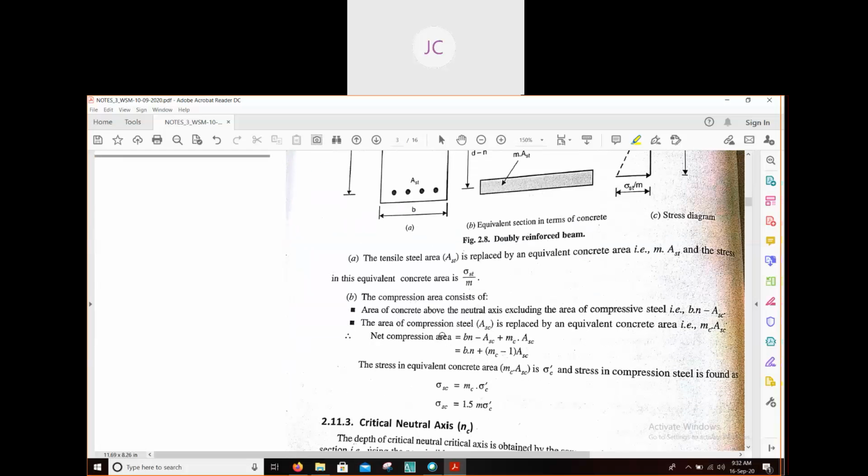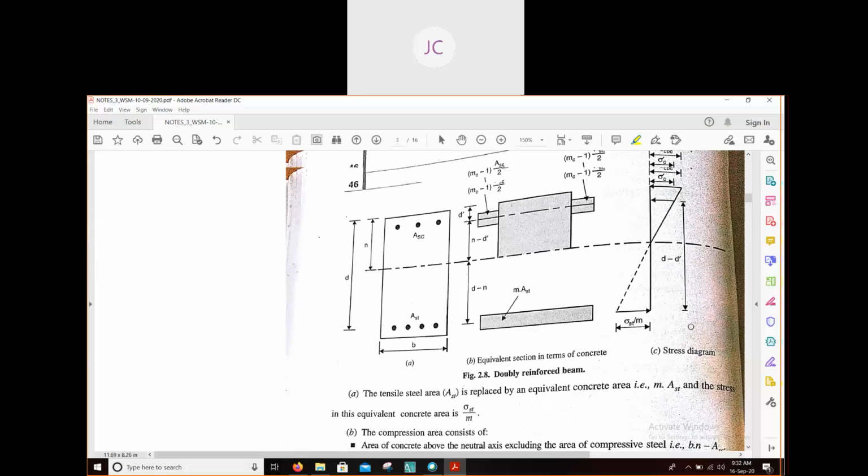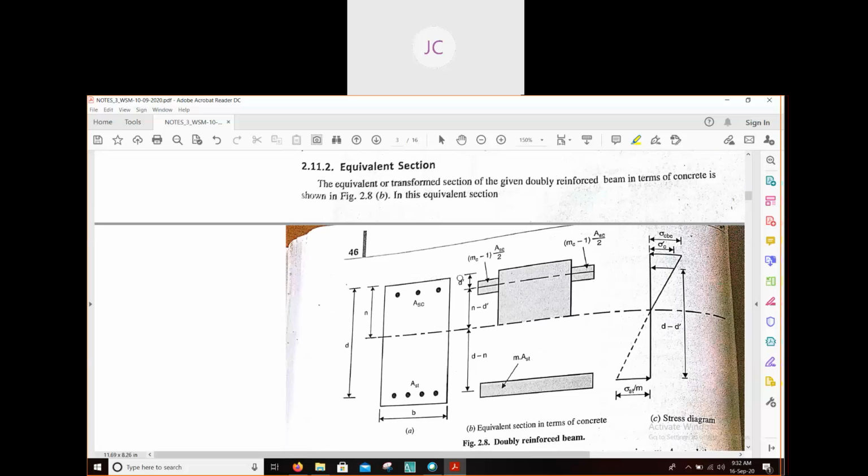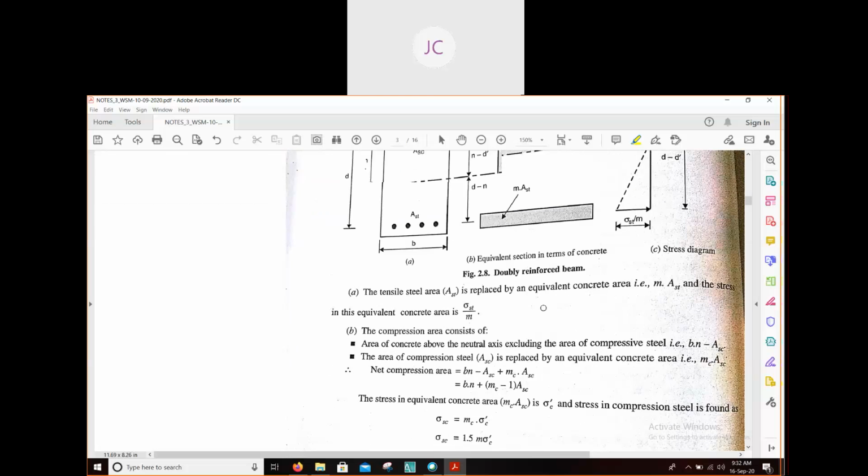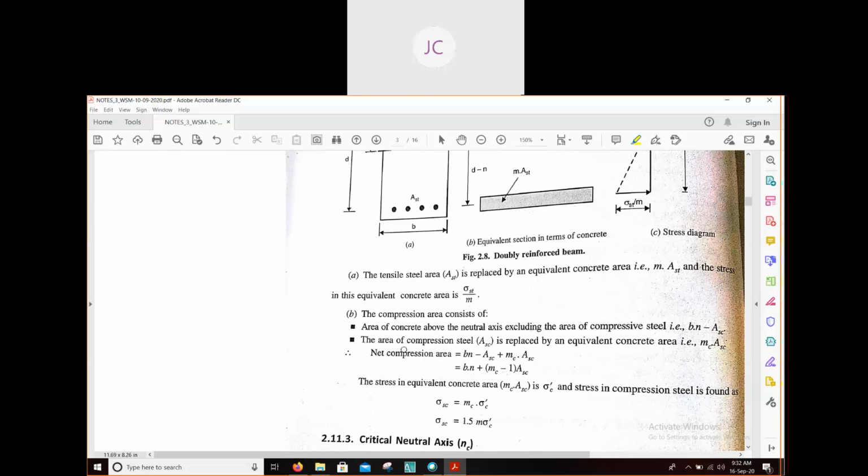Okay, so now you can see here the area of concrete above the neutral axis, excluding the area of compressive steel, equals B into N minus ASC. B into N means this is our width B, this is our N, so the total area will be Bn minus ASC, and that will give us the area of concrete.